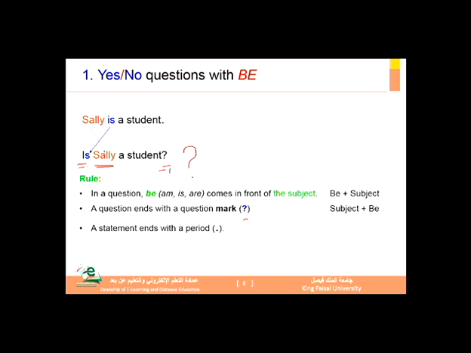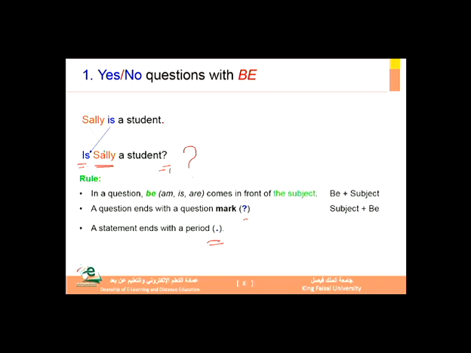Third, a statement ends with a period, a full stop. A statement is another word for a sentence, but here we mean a sentence that is not a question. It is not, for example, a negated sentence. It is an affirmative sentence. In this case, we should have a full stop at the end of the sentence. We can have a sentence that is negative, and we can have a sentence that is positive, but we should have a full stop, a period, at the end of this sentence.